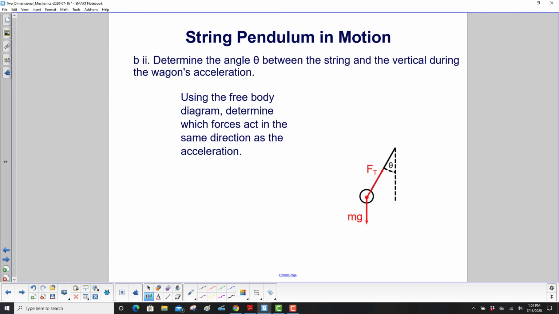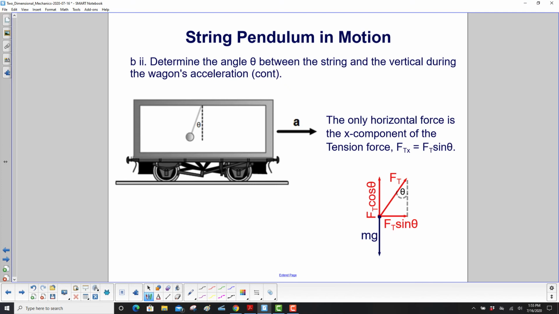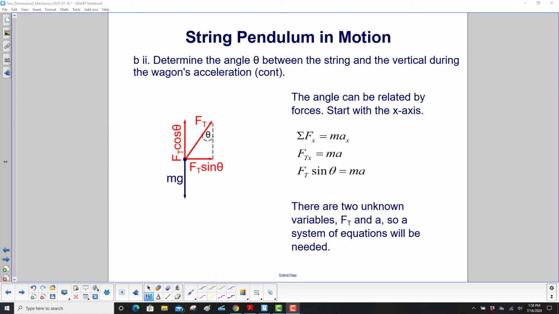We will go back to our free body diagram, and we'll determine which forces are acting in the same direction as the acceleration. We actually did that a few slides ago, but that's okay, we're going to do it again. The only horizontal force is the x component of the tension force, which is F_T sine theta. See how this component here is opposite the angle? The hypotenuse is F_T, so if you're opposite, that's F_T sine theta. We need to relate the angle to the forces. We'll start with the x-axis. That's where the action's happening, right? We're accelerating in the x direction.